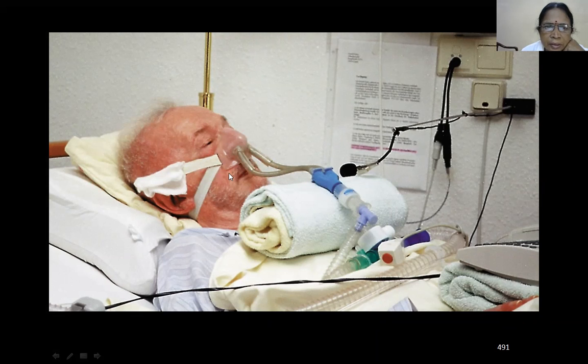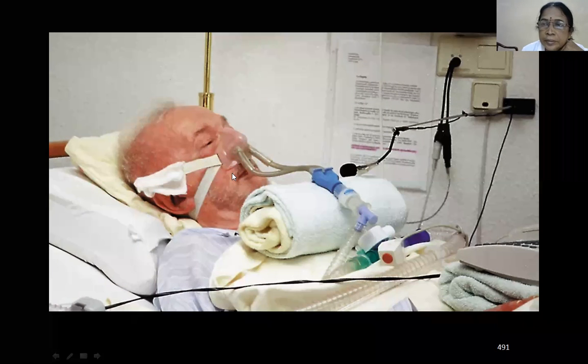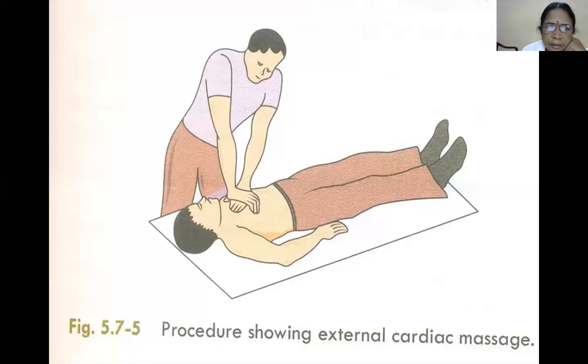This is a hospital setup, and this is an artificial procedure. Here the patient is being given a cardiac massage. This is a case where the heart is not beating.